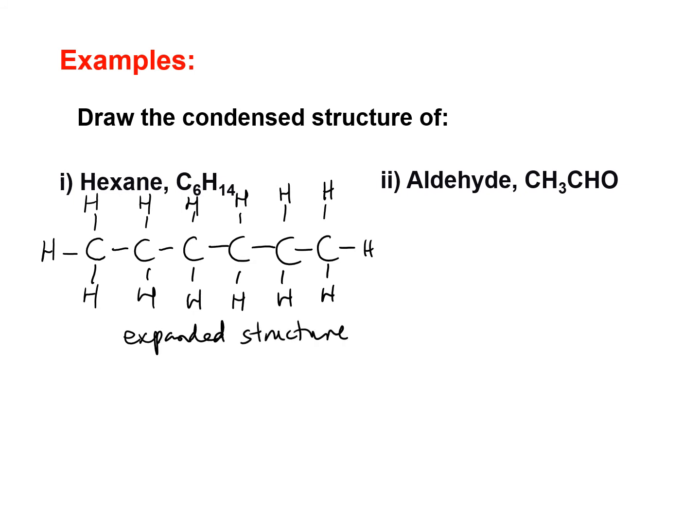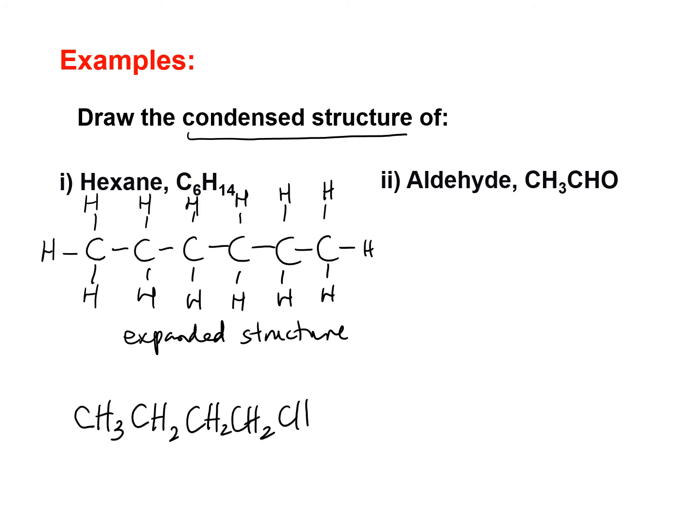Okay, to draw the condensed structure, we write out like this. Carbon 1, we have hydrogen 3. Second carbon, we have 2. Third carbon, we have 2. CH2, CH2. And finally, the last carbon will have 3. This is called the condensed structure.